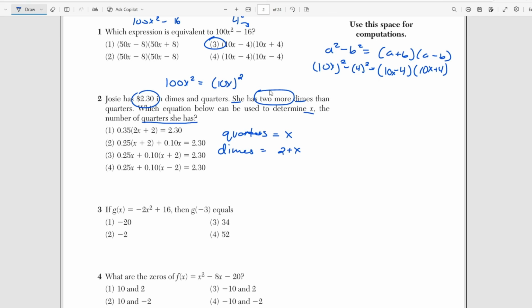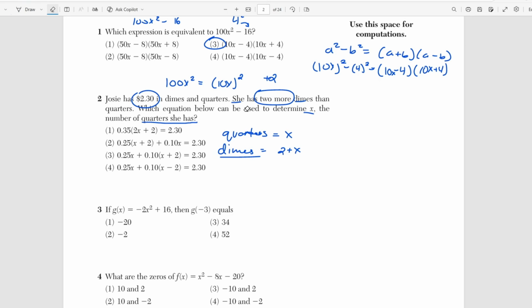Well, she has 2 more dimes, okay? 2 more means plus 2. If I want more of something, I'm going to add it. If I want 2 more of something, I'm going to add 2. Then, what does she have 2 more of? Well, if you just read the sentence, she has 2 more dimes than quarters. That's how we know we're talking about dimes. So we're adding that 2 plus to x, which is the number of quarters, okay?